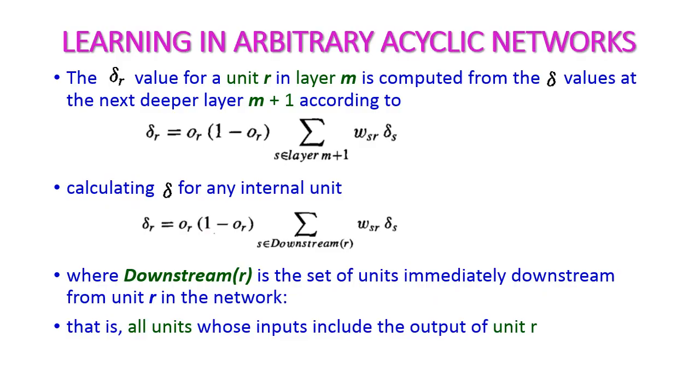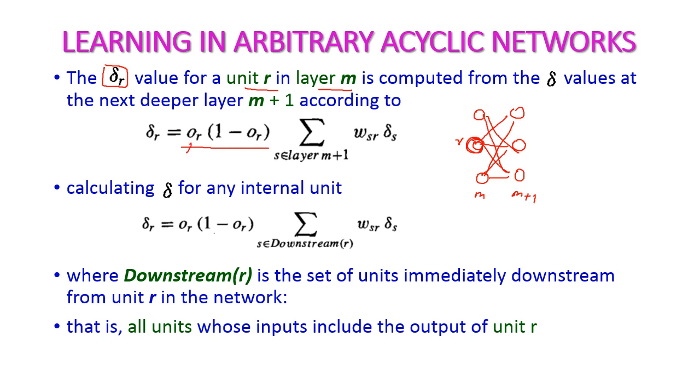The delta R value for the unit R in the layer M: for every layer we have n number of nodes. n number of nodes will be there in all the units. For example, let us take this particular unit. This is unit R in layer M. This is layer M plus 1. So we have to compute delta R, which is equal to OR.